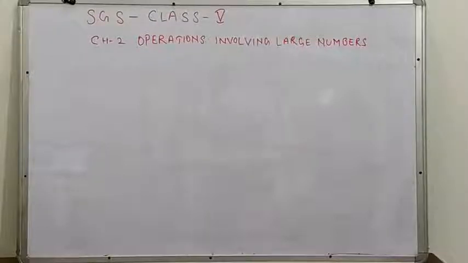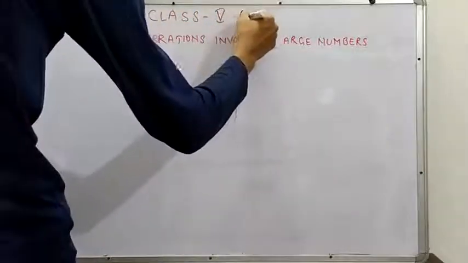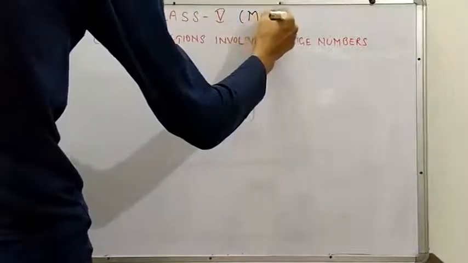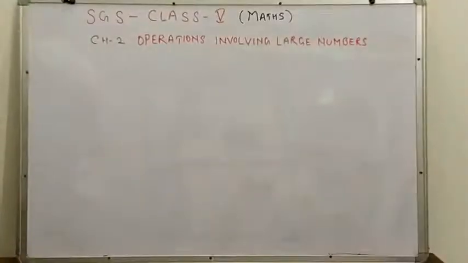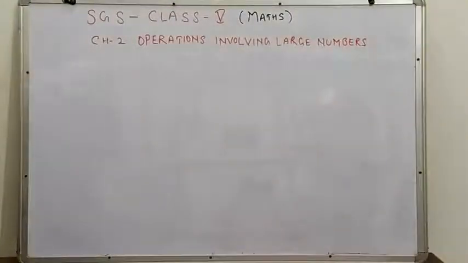Okay, students, today we are going to learn a new chapter. That is chapter number 2, operations involving large numbers. This is your math subject. Okay, class 5. So, in this chapter we are going to solve large numbers according to their operations.